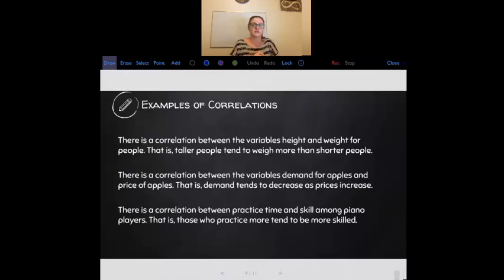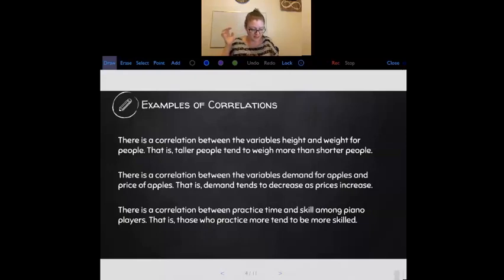For instance, there's a correlation between the variables height and weight for people. That is, taller people tend to weigh more than shorter people. There's a correlation between the variables of demand for apples and the price of apples. That is, if the demand decreases, the price increases. There's a correlation between practice time and skill among piano players. That is, those who practice more tend to be more skilled.